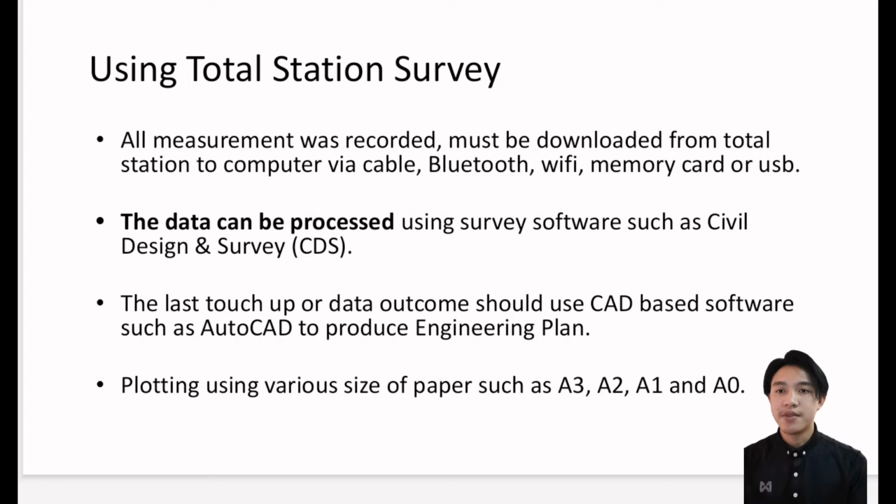For using Total Station survey, all measurements recorded must be downloaded from the Total Station to the computer via cable, Bluetooth, Wi-Fi, memory card or USB. The data can be processed using survey software such as Civil Design and Survey, CDS. The last touch up of the data outcome should use CAD-based software such as AutoCAD to produce the engineering plan. Plotting uses various sizes of paper such as A3, A2, A1, and A0.